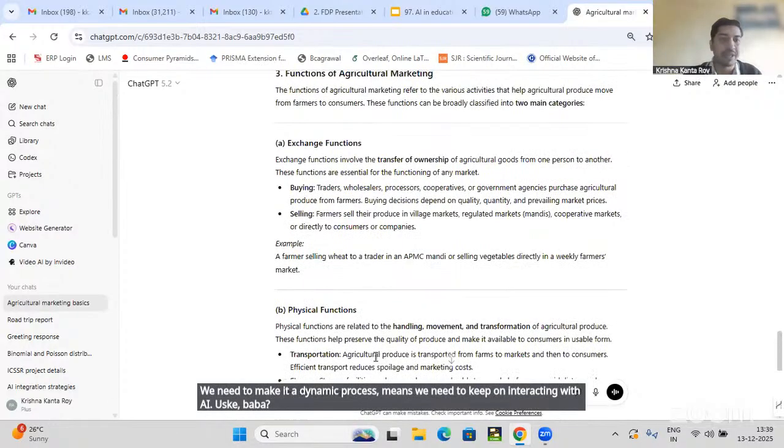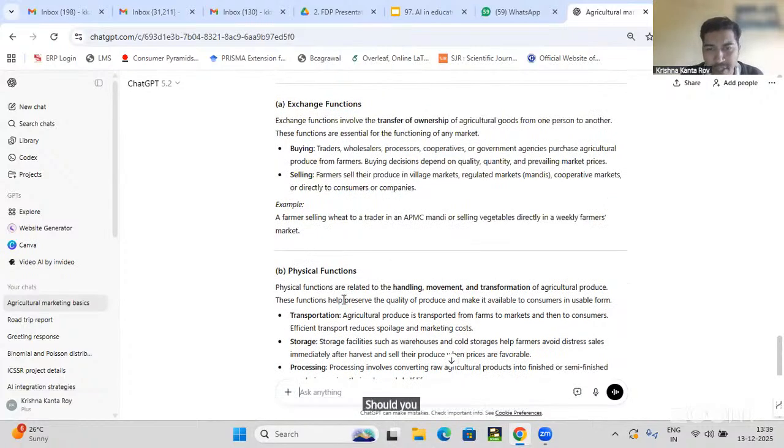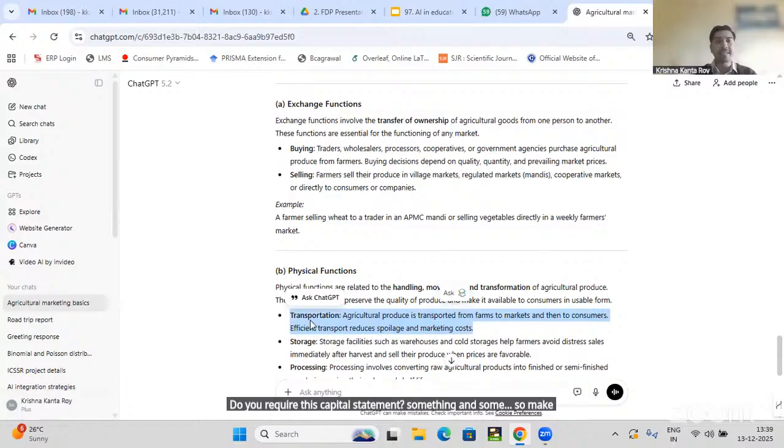उसके बाद, for example ये वाला output आया, ये output हमने copy paste किया, क्या हम उसके बाद शेयर कर सकते हैं? The answer is no. You should not share that as well. जब आपको एक अच्छा output मिल जाए, start doing copy editing. Should you require this word? Can you change this word? Do you require this? क्या बोलते हैं statement? Something and something. So make it a dynamic process.